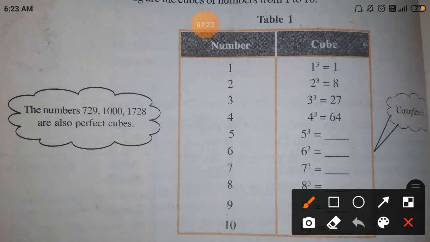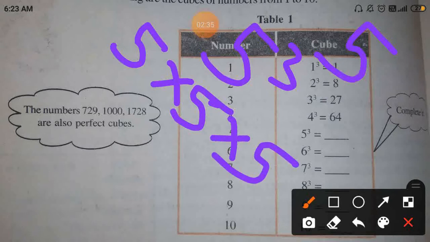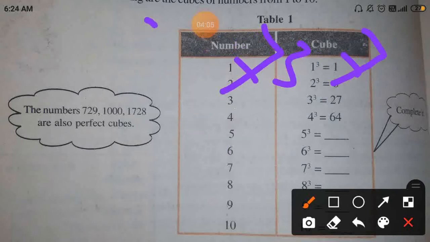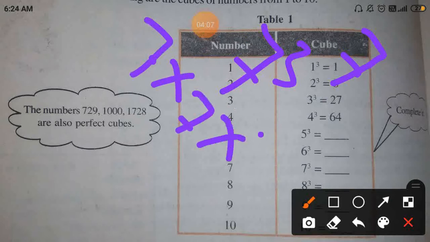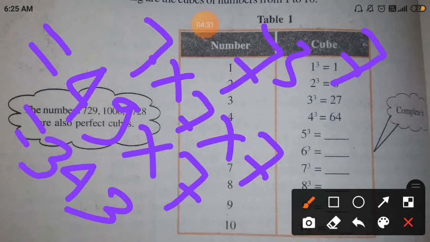The next number is 5, 5 raised to the power 3. It means 5 multiplied by 5 multiplied by 5. 5 fives are 25 and 25 fives are 125. Then 7 multiplied by 7 multiplied by 7. It is equal to 49 multiplied by 7. So 7 nines are 63, 6 carry over, 7 fours are 28 plus 6, it is 34. So 343 is the cube of 7.